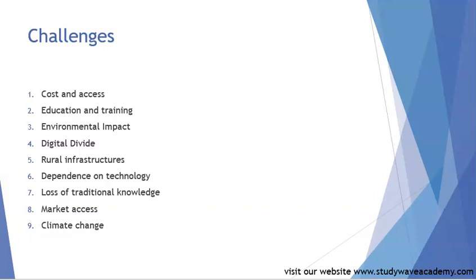So these are the challenges of agricultural technology. It is essential for us to find solutions and ensure that agricultural technology benefits both farmers and the environment. It is very important to address these issues to make sure that technological advancements in farming are sustainable and inclusive.